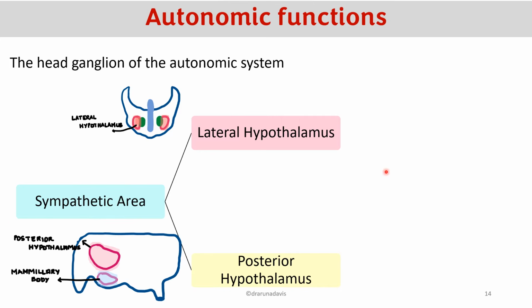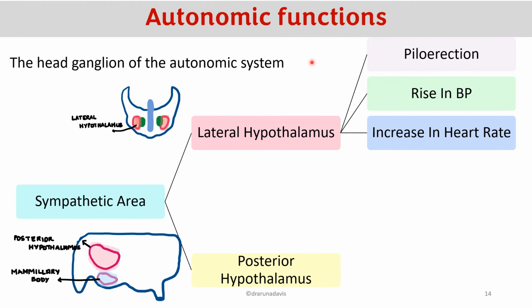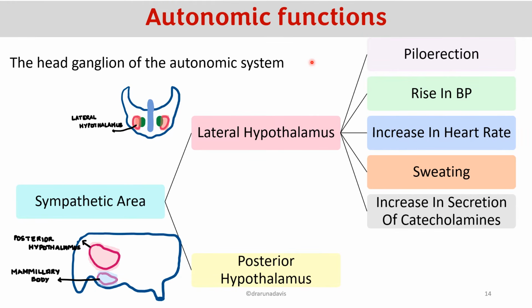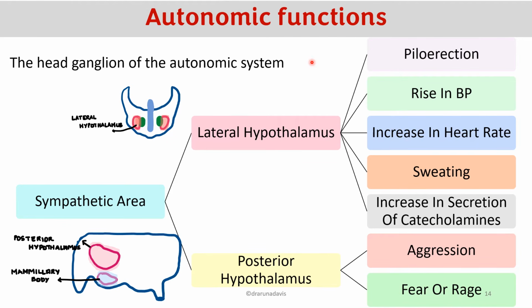So what happens if lateral hypothalamus is stimulated? It causes piloerection. All the symptoms of a sympathetic stimulation can be seen when lateral hypothalamus is stimulated. It causes piloerection, a rise in BP, an increase in heart rate, sweating, and increased secretion of catecholamines. Whereas posterior hypothalamus stimulation will cause aggression as well as fear or rage. All these symptoms reflect the stimulation of a sympathetic system, right? So that is how hypothalamus controls the autonomic functions.